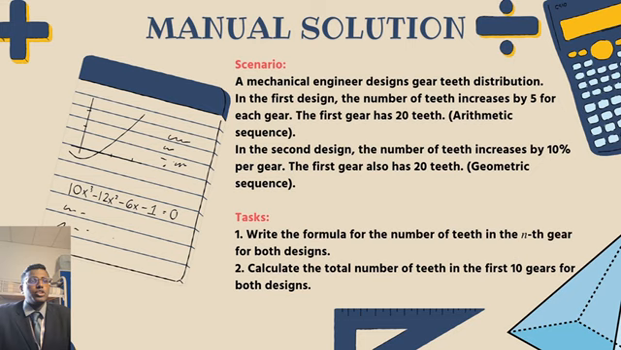Okay, today I'm going to explain the manual solution in my case study. The scenario is a mechanical engineer designs gear teeth distribution. In the first design, the number of teeth increases by 5 for each gear. The first gear has 20 teeth, which clearly shows an arithmetic sequence. In the second design, the number of teeth increases by 10% per gear. The first gear also has 20 teeth, so it clearly shows a geometric sequence. Okay, now we go through the tasks. Task 1 is to write the formula for the number of teeth in the nth gear for both designs. The second task is to calculate the total number of teeth in the first 10 gears for both designs.